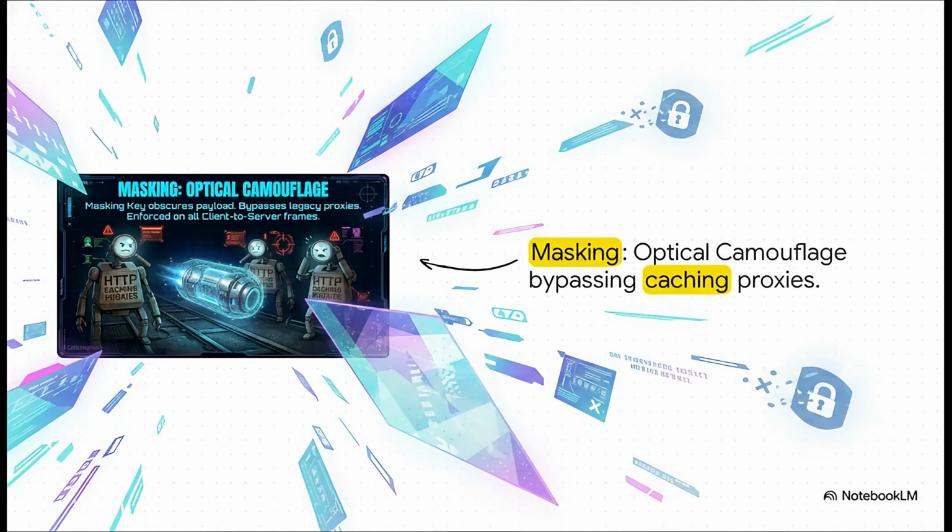The solution? Masking. Think of it as optical camouflage for our data packets. The client applies a random masking key to the payload, completely scrambling its appearance. To those legacy HTTP proxies, the data just looks like completely unpredictable, uncacheable noise. So they ignore it and let it pass right through. It's a beautifully brilliant workaround to bypass outdated internet infrastructure.